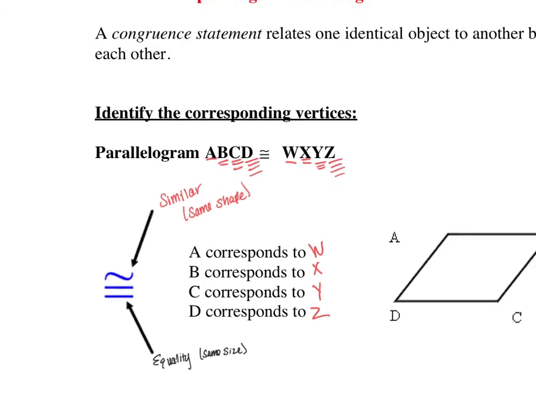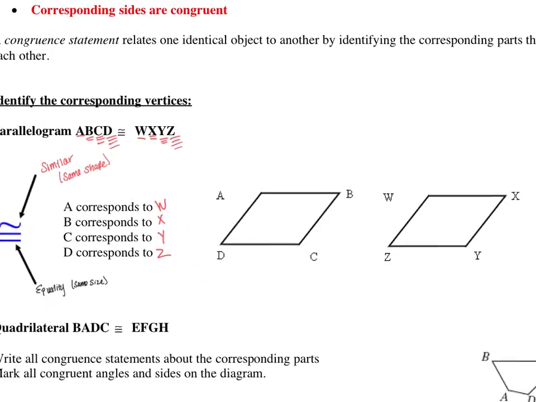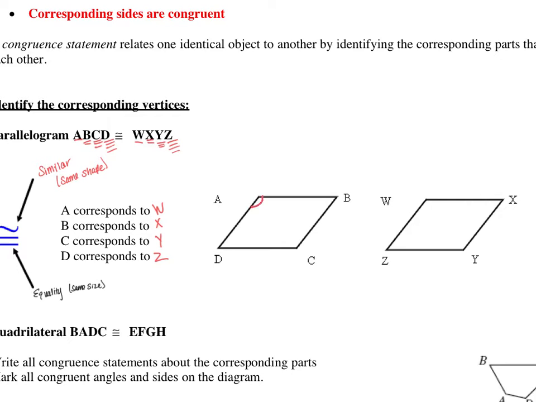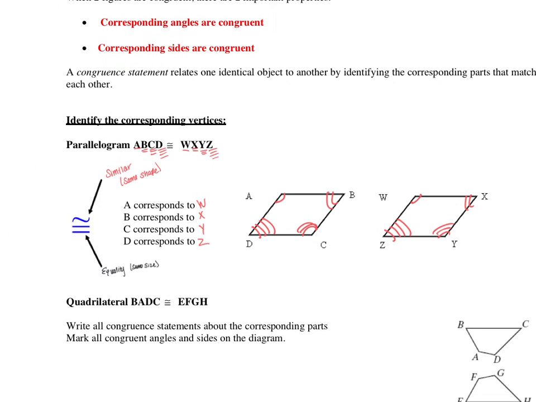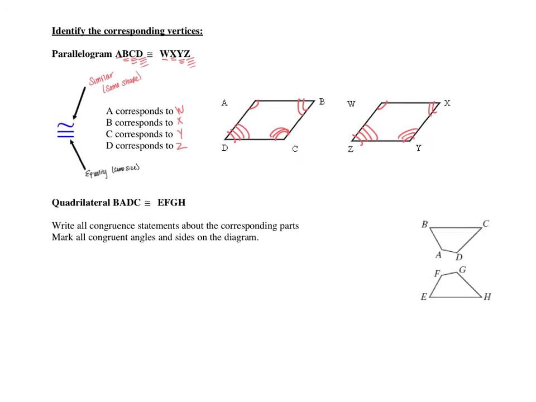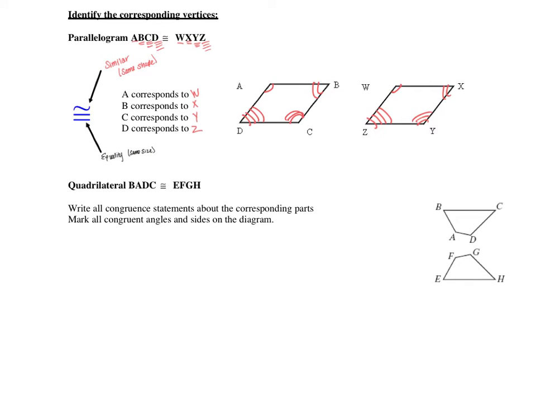So when we look at this, we can actually say that angle A is congruent to angle W. I'm going to use one semicircle. I can say angle B is congruent to angle X. I'm going to use two semicircles now. C is congruent to Y, so 1, 2, 3, and then D is congruent to Z. I'm not saying that the sides are congruent, I'm saying that their angles are congruent. I can also say that my sides are congruent as well, but we're going to look at that in our next example. So quadrilateral BADC is congruent to quadrilateral EFGH.